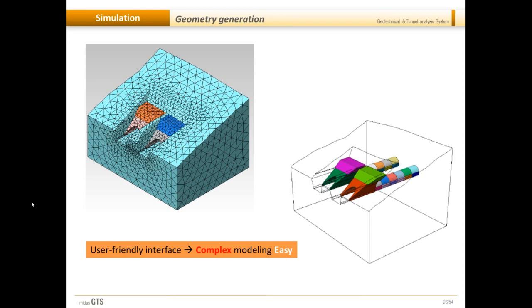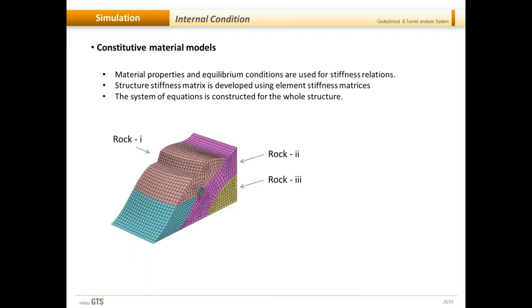So we just saw the demo on geometry generation. Now let's move on to the second step of simulation, that is defining the internal conditions. And the internal conditions are governed primarily by constitutive material models. So basically what happens is that material properties and equilibrium conditions are used for stiffness relations, and structural stiffness matrices are developed using the element stiffness matrices. And the system of equations is then constructed for the whole structure.